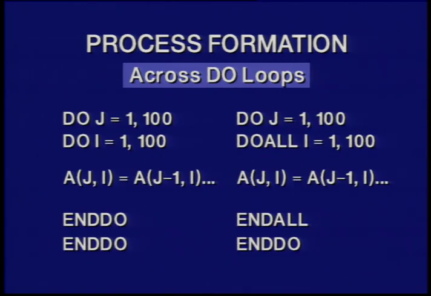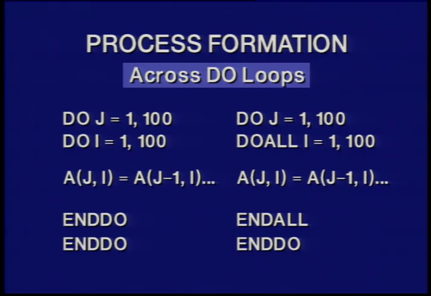In the next chart, process formation across do loops. This is the traditional thing that optimizing compilers for parallel computers have concentrated on. Nearly all of them concentrate on this particular case. The idea here is to look at a do loop and see whether all of the iterations can be done independently. Now, in the example, the inner loop, do I equals 1 to 100, all of those iterations are independent. And that's shown on the right-hand side, indicated as a do all, which means that all 100 iterations could be executed independently in any order.